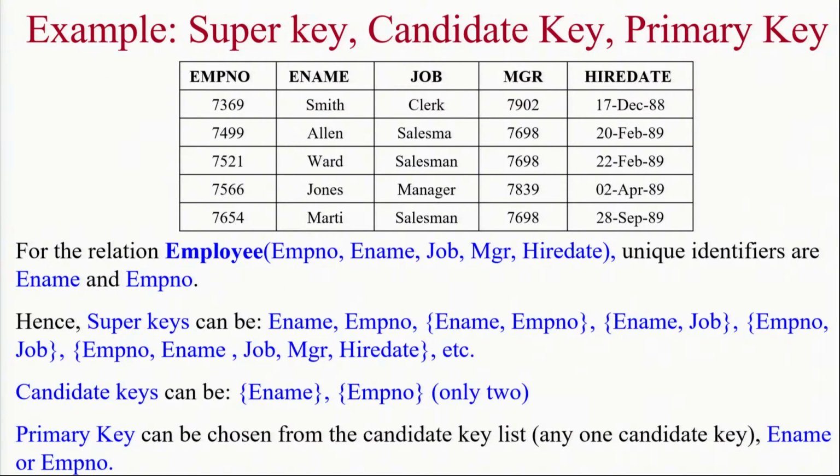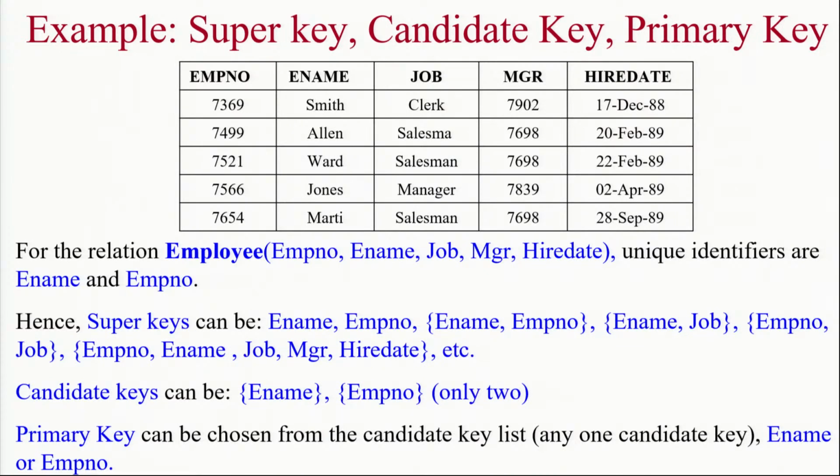Now, if there are two candidate keys, which one should be chosen as a primary key? Any one of them, but if you ask me, I will tell you, take employee number. Why? Employee number will be a numeric field, it is an integer, and therefore, to store integers, space is optimized.